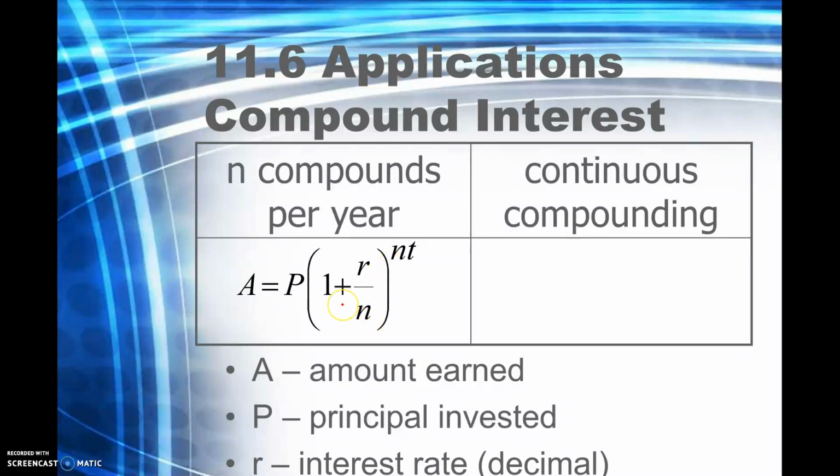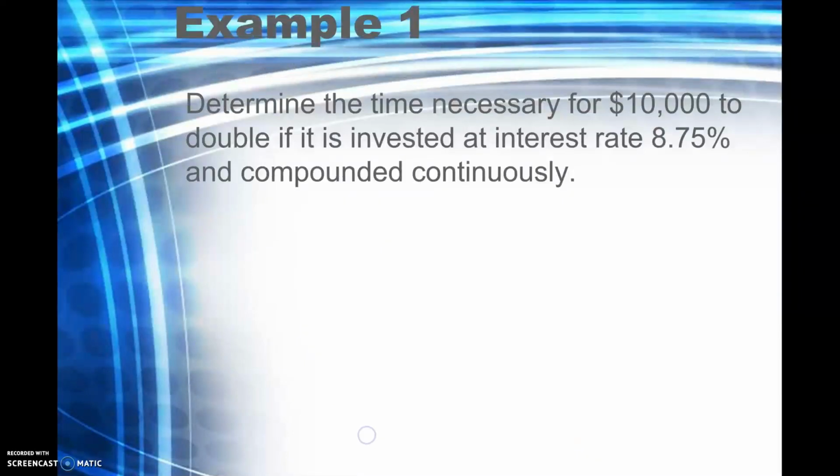N is the number of times it's compounded. So if it says monthly, N is 12. If it says quarterly, N is 4. If it says daily, N is 365. Compounded continuously uses the PERT formula. Remember, E is that number in our calculator, that button over the LN button.